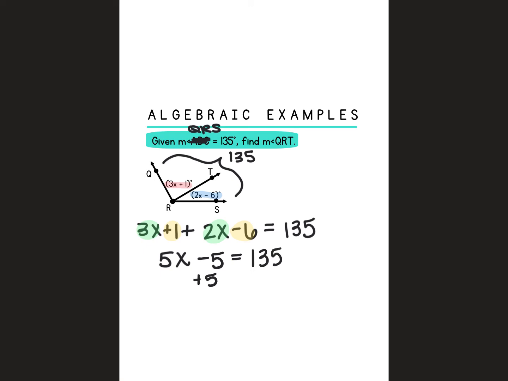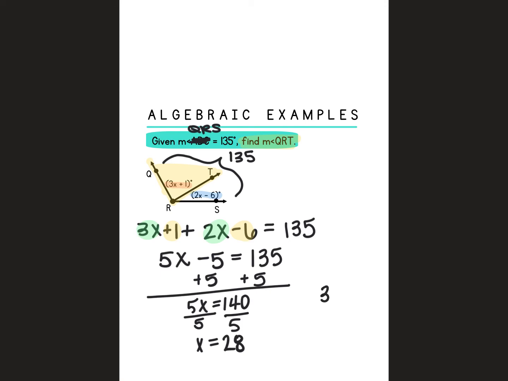Add 5 to both sides. 5x equals 140. And then divide by 5. So x is 28. This problem, however, has an additional part to it where it says find the measure of QRT. So QRT is this angle here. So it's the 3x plus 1 equation.